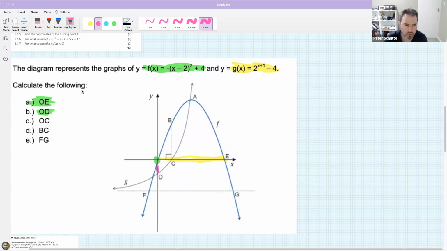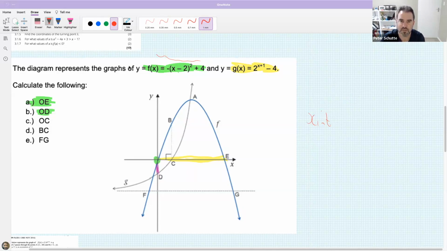Okay, so I think that OE is an x-intercept of the parabola. And so one of the things I have to try and do is find the x-intercept of the parabola. So that's the one thing you're going to do. And then OD is the y-intercept of the yellow one. So I'm going to wait a bit longer for people to put their answers in the chat, but that's the hint I'm going to give you.